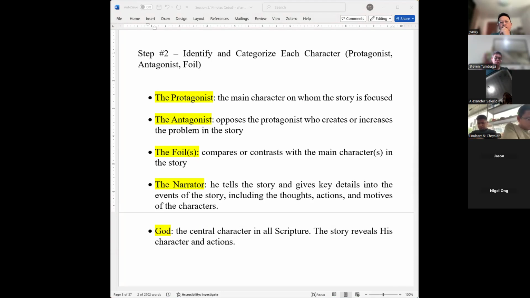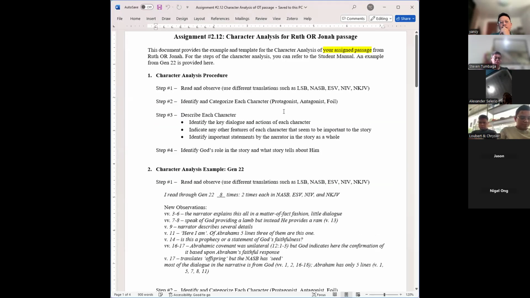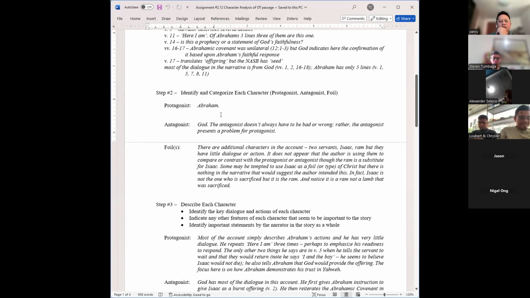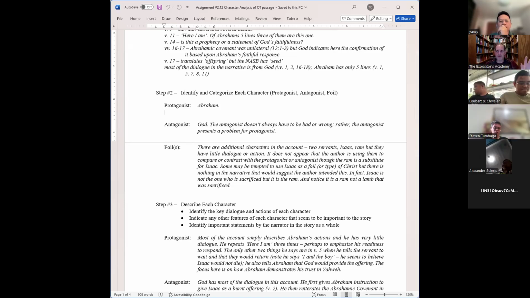Okay, here's assignment 212, which is the character analysis for the Ruth or Jonah passage. And notice here, by the way, guys, pay careful attention to my examples. I pretty much lay out exactly what I want you to do for your passage. Most of you guys are doing that, but sometimes I notice guys aren't following the example I gave you. So I just want you to make sure you're paying attention to that.